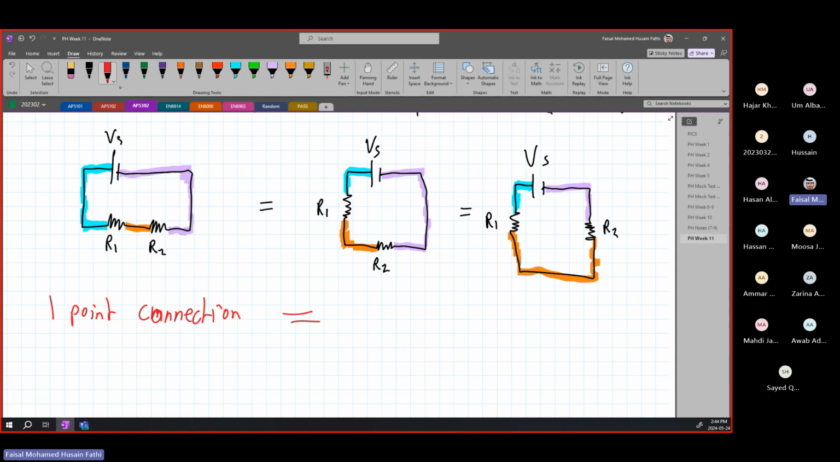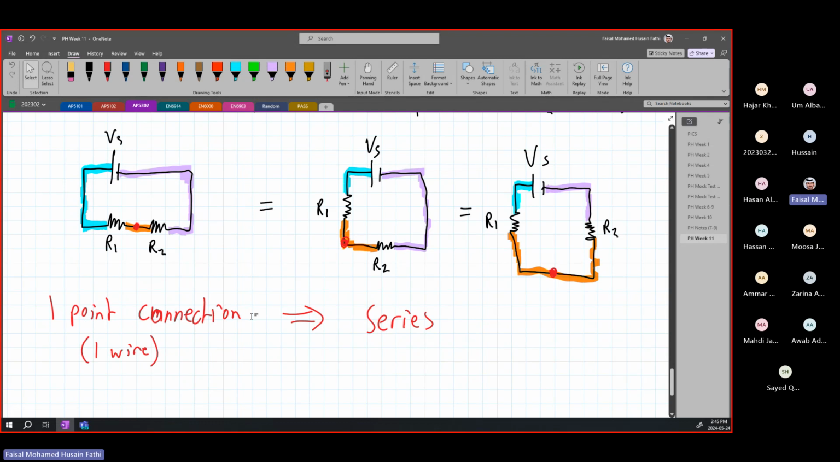Okay, this basically means series. Here we have 1 point of connection only. Here we have 1 point of connection only. Here we have 1 point of connection only. All right, this is one singular wire. Do not think that this is a connection here and this is a connection here. No. It is only one single point because this is one wire connecting both of them. 1 point of connection meaning one wire connecting them. Okay? Think of it that way. When there is only one wire connecting them to each other, that means they are connected in series.